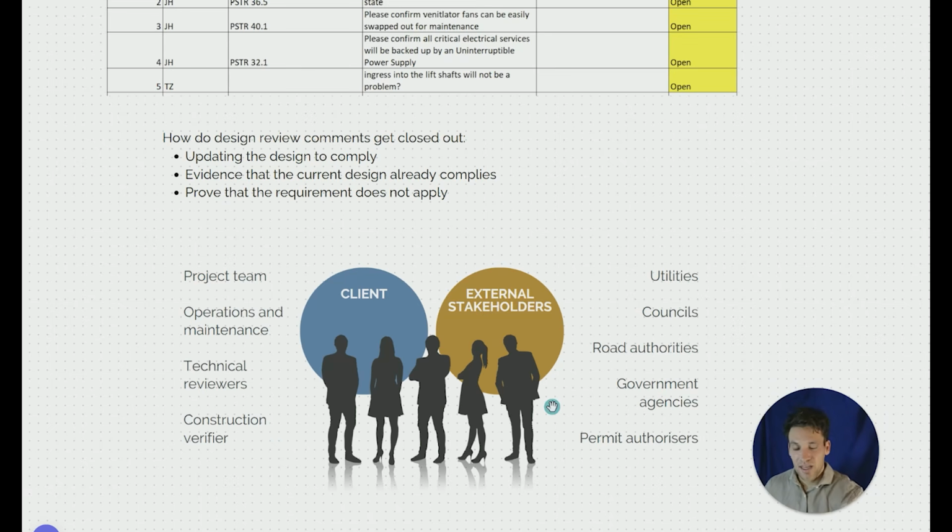Comments can also come from external stakeholders that are impacted by the project. You might have a utility that's impacted. Say a utility is getting relocated as part of the project work. That utility will want to review the design that shows the utility relocation and where the new utility is getting installed so they can ensure it complies with their services. You might have council reviewing the design, road authorities, government agencies, or people who have to authorize permits like certificate of occupancy permits to check compliance.